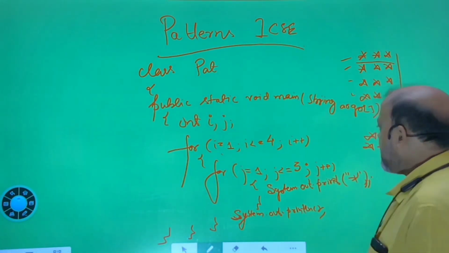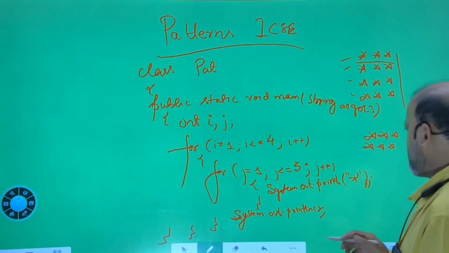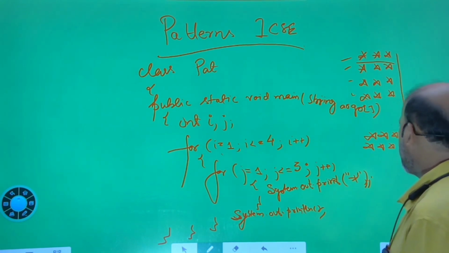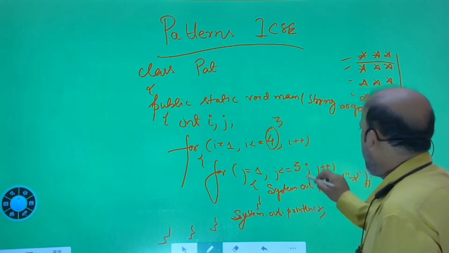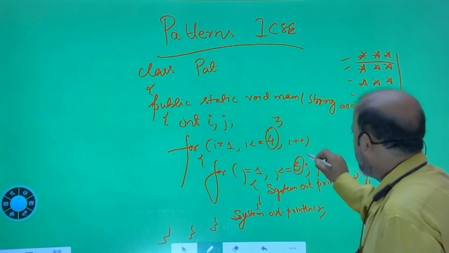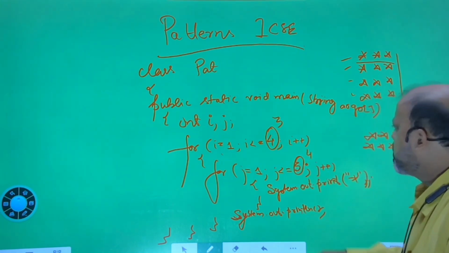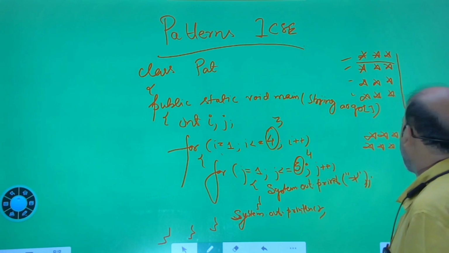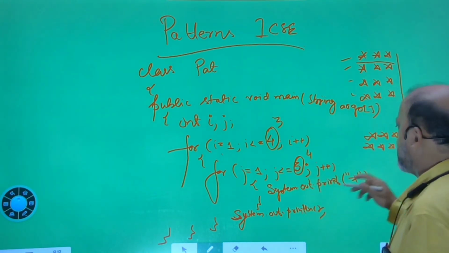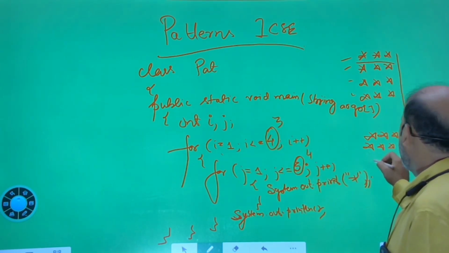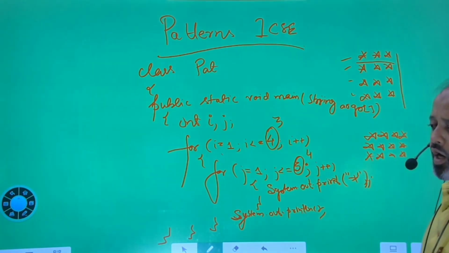Right? Now, here if I make some changes, what changes? Suppose instead of this 4, you have 3, and instead of this 3, you have 4. So there are 3 rows. So how will your output change? When i is 1, it will run 4 times. So you will get 4 stars. Line change. Again 4 stars. Line change. i becomes 3. 1, 2, 3, 4. This will be your output.